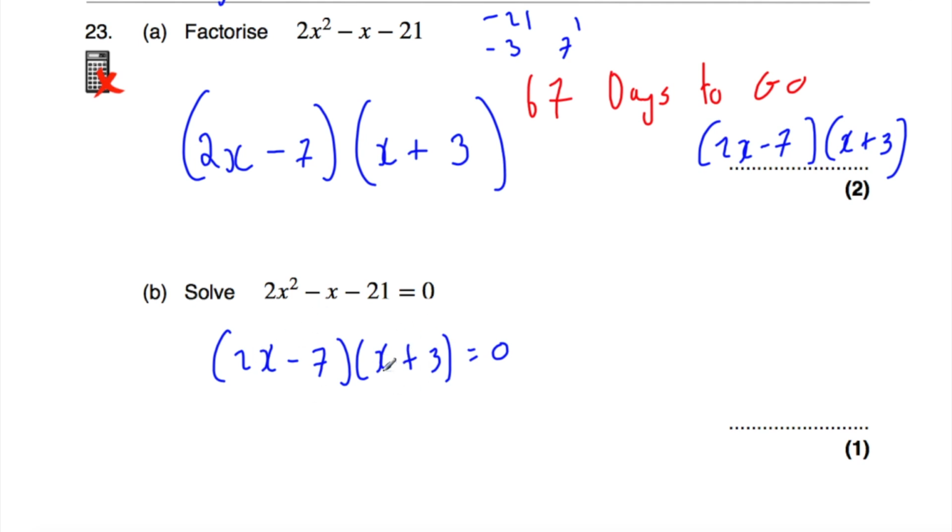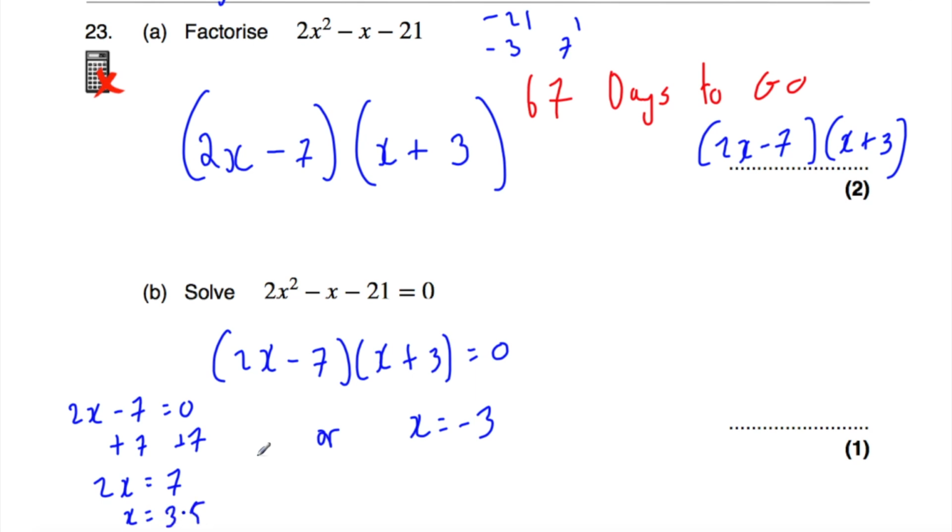In this case, this is quite straightforward. x would be minus 3, so x equals minus 3. Or in this case, I'm going to write 2x minus 7 equals 0. We're going to add 7 to both sides to give me 2x equals 7, and divide by 2 gives me x equals 3.5, or 7 over 2. So x equals 3.5, or x equals minus 3, and that's it.